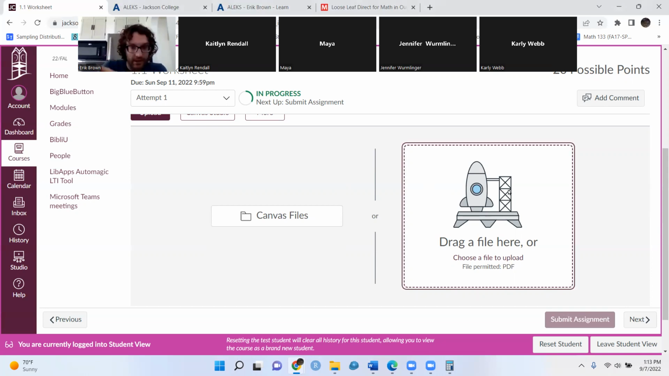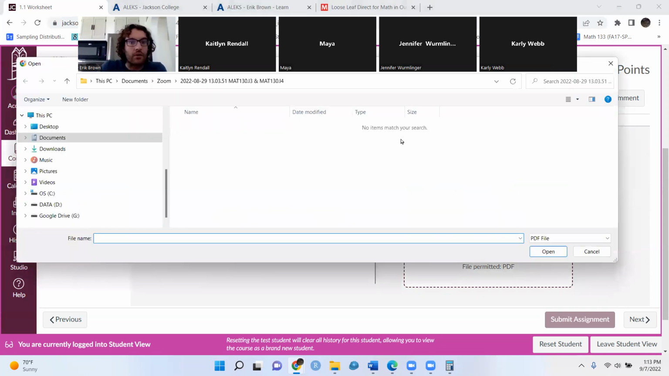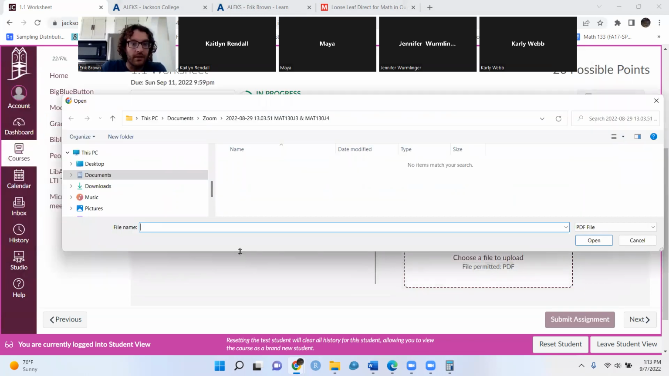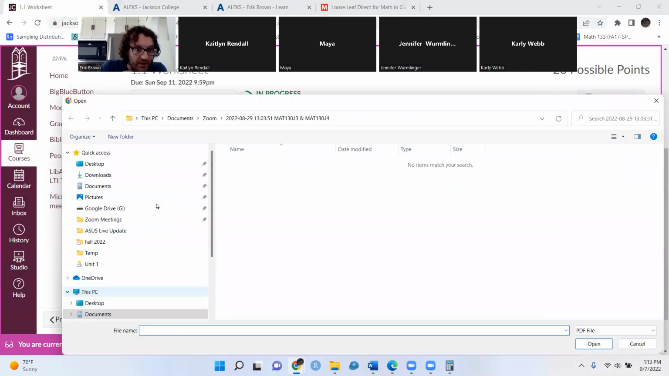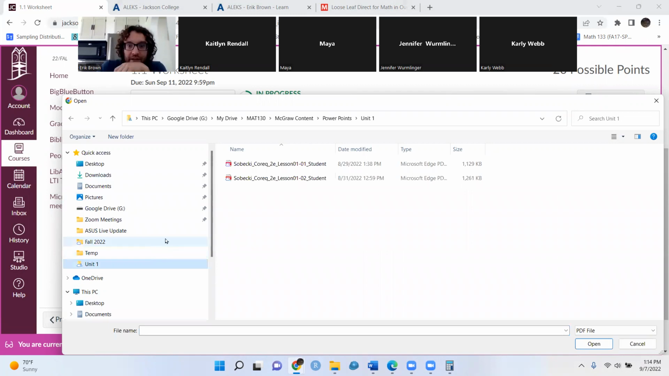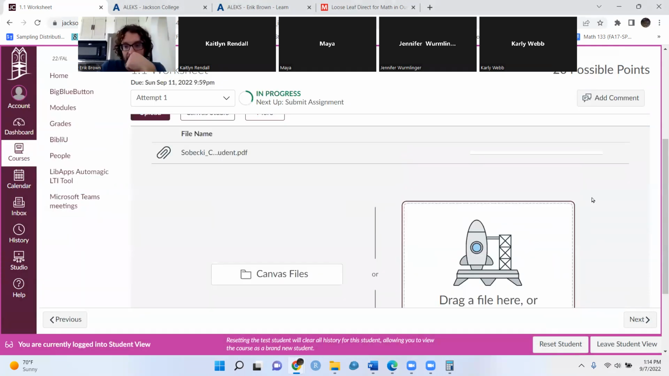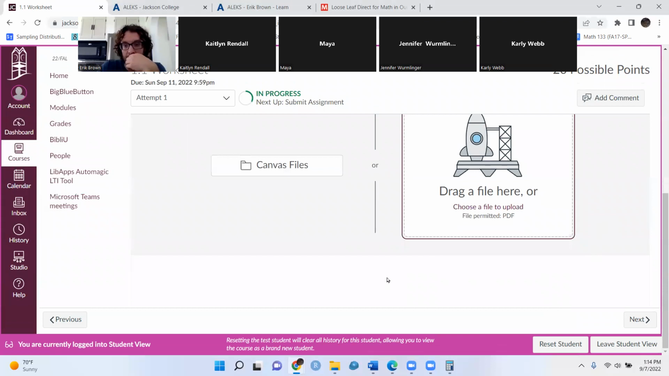So I'm just going to click it, and I don't know, what am I going to submit here? One of the issues is you have to know where you saved your file. So it might be helpful to find a place where you're always saving things. I think there's a PDF in here. Since you're only allowed to submit PDFs, only PDFs will show up here to be submitted. So I'm going to submit this to myself and see what happens.